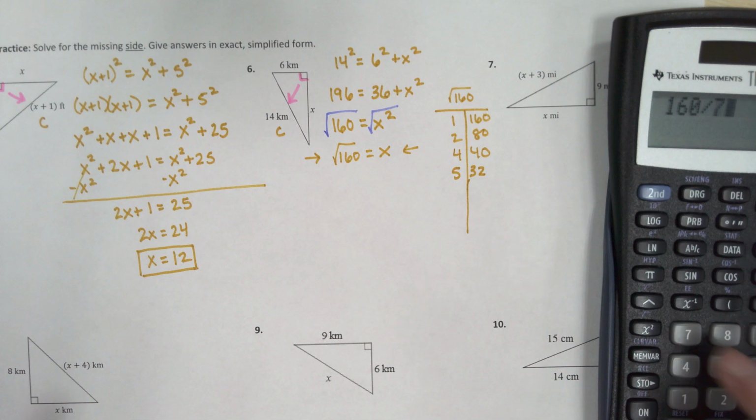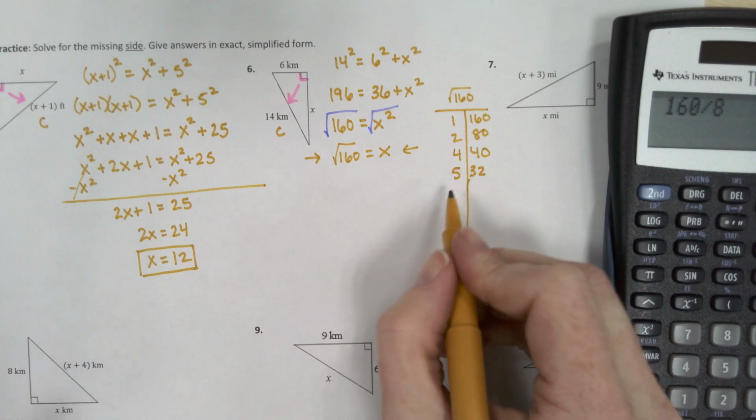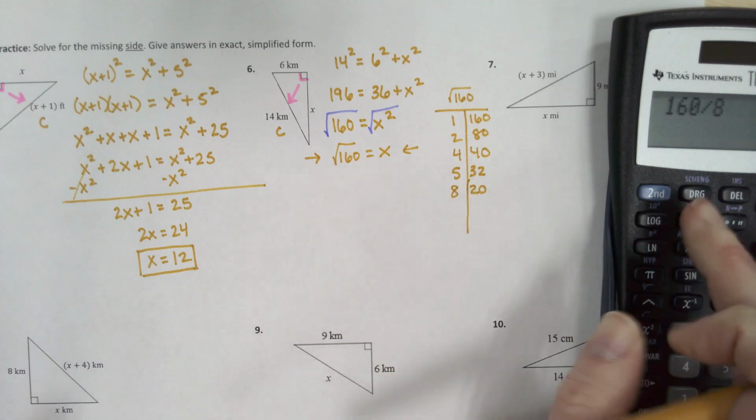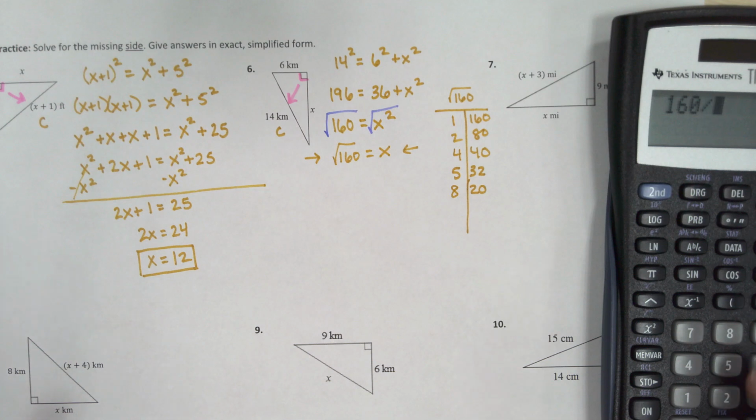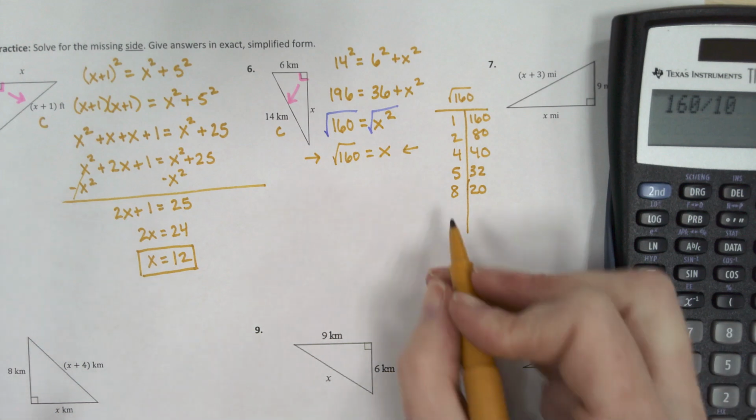160 divided by 6 is a decimal, so we don't use that. Divided by 7, divided by 8 is 20. Square root of 20 isn't going to work, but if you're not sure, you type it in and you see the decimal. All right, this is getting kind of irritating, but we divide by 9, that doesn't work. Divide by 10, oh good.